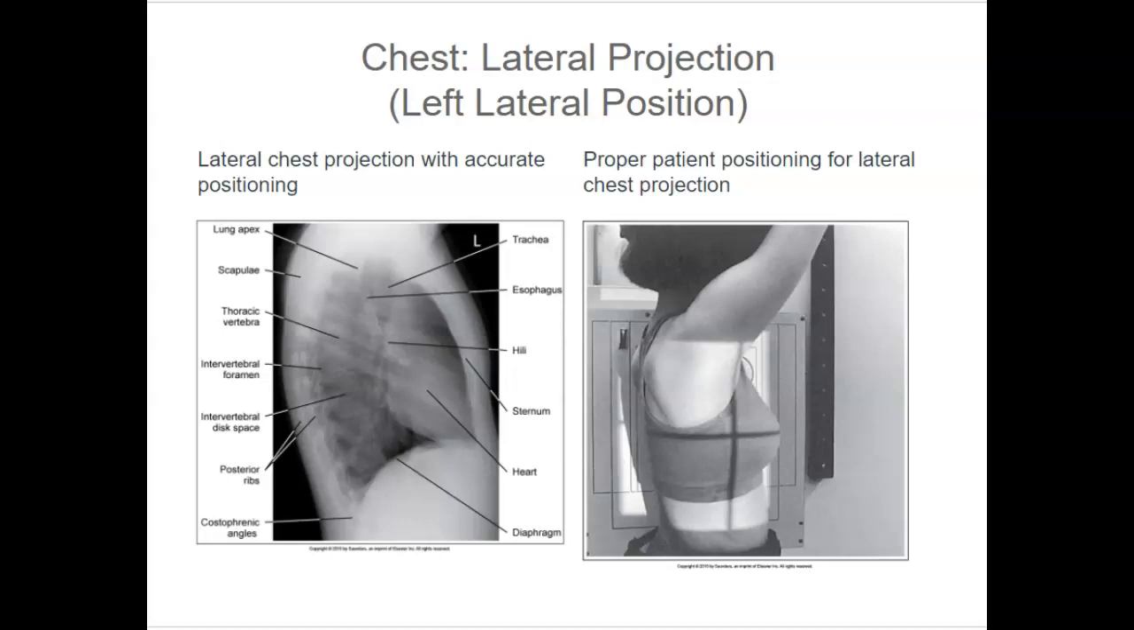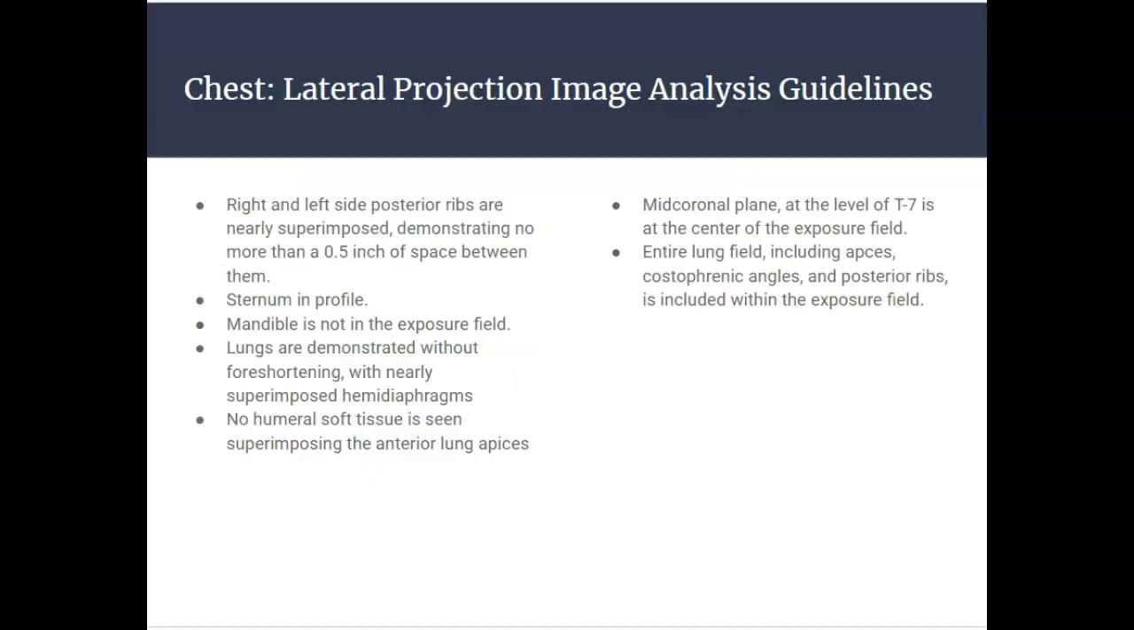The mandible should not be demonstrated within the exposure field. The lungs are demonstrated without foreshortening with nearly superimposed hemidiaphragms. There should be no humeral soft tissue demonstrated superimposing the anterior lung apices. The mid-coronal plane at the level of the 7th thoracic vertebra should be demonstrated at the center of the exposure field. And the entire lung field, including apices, costophrenic angles, posterior ribs, are to be included within the exposure field. I have included the image analysis guidelines within this presentation as well for the lateral chest.